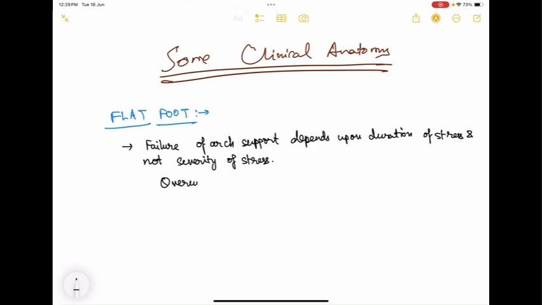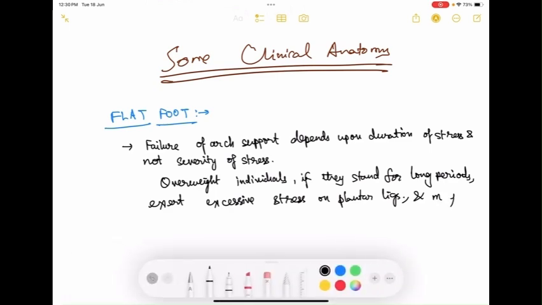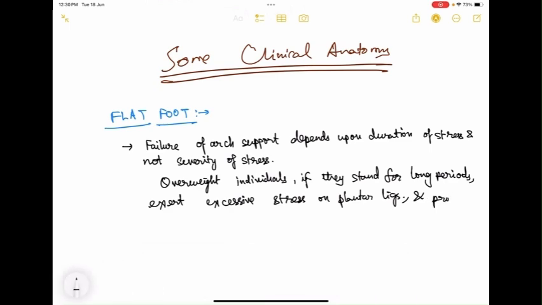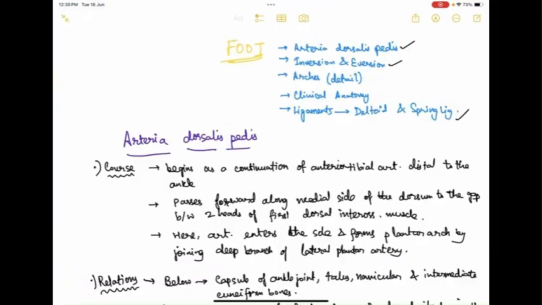Overweight individuals, if they stand for long periods, exert excessive stress on plantar ligaments and may develop and are prone to develop flat foot. This is a surety, it will happen. Prone to develop flat foot. Even I have flat foot. Right. So there is nothing to worry about it. All overweight individuals have flat foot.